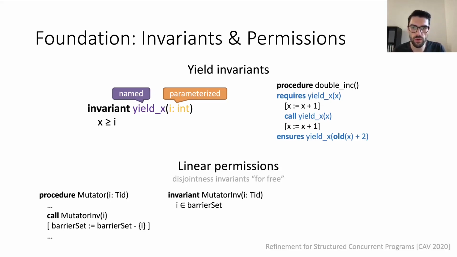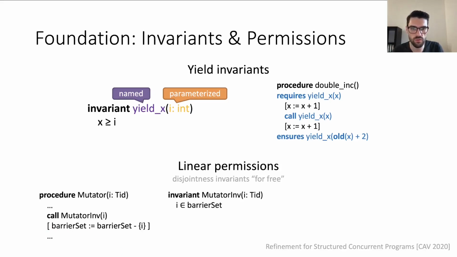However, there's still one problem with checking non-interference that I want to illustrate on the code snippet below. Here we have some mutator thread that executes some code to enter a barrier, and the yield invariant mutator inf states that this thread i is in a variable called barrier set, and afterwards the subsequent code snippet removes the thread again from this barrier set.